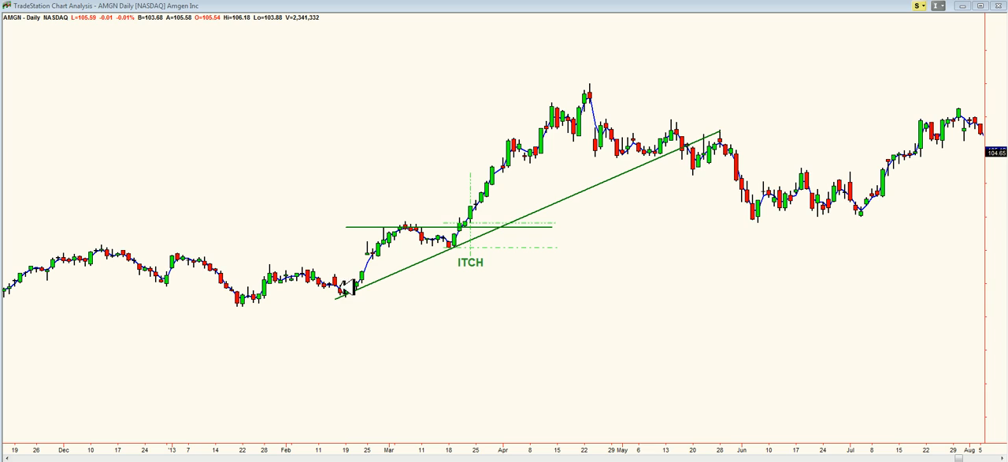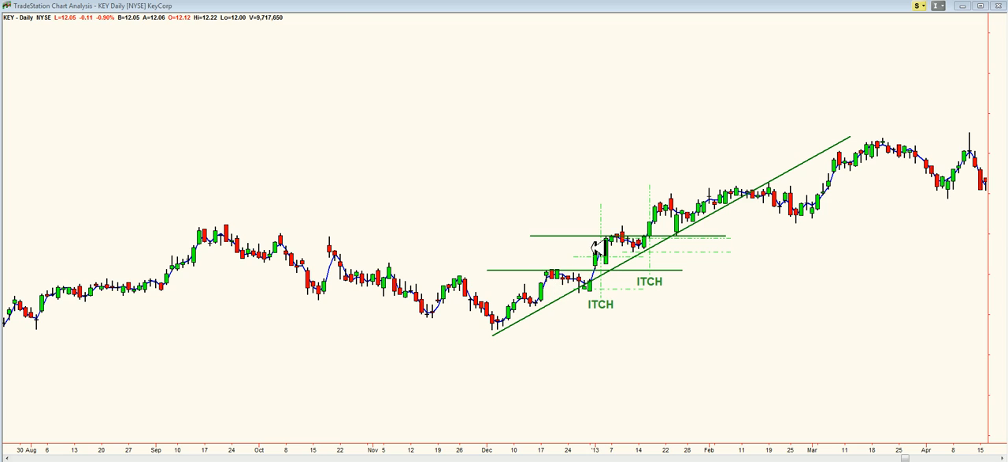Amgen. Amgen had a move higher, pulled back, formed a trend line. We broke through that after that pullback, had a nice move on Amgen back in March, April of 2013. Let's take a look at another.